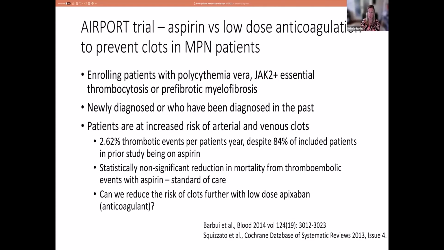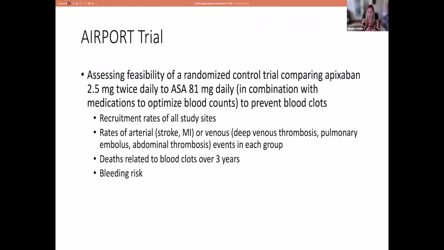And we know that this is true despite the fact that in the studies that looked at this, over 80% of patients were on aspirin. And so we know there's a reduction in thromboembolic events on aspirin, but it's not huge. So we're trying to sort of say, can we reduce the risks of clots further with low dose apixaban, which is an anticoagulant. And so, as Dr. Villenueve said, this is assessing feasibility of the randomized controlled trial, and they're looking at recruitment rates, whether it's feasible, rates of arterial clots, venous clots, deaths related to blood clots, and also bleeding risk when you put people on anticoagulation.